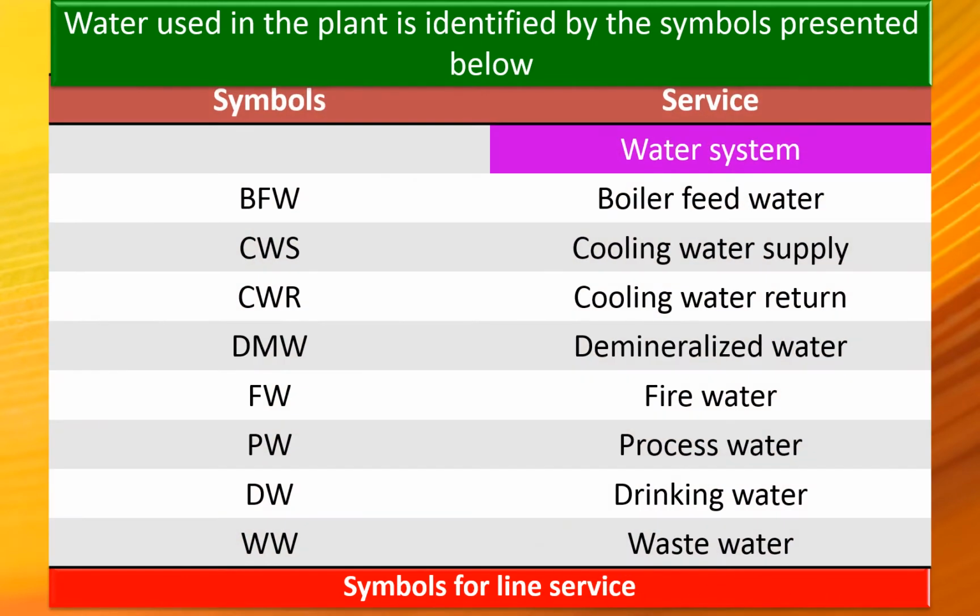Water used in the plant is identified by symbols presented below. BFW, boiler feed water, CWS, cooling water supply, CWR, cooling water return, DMW, demineralized water, FW, fire water, PW, process water, DW, drinking water, WW, waste water.